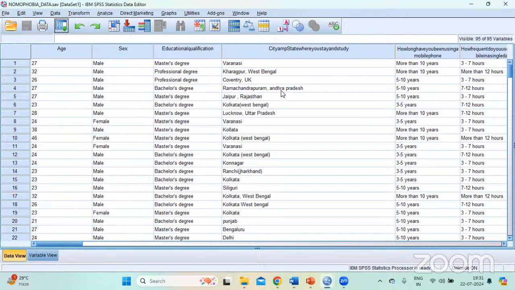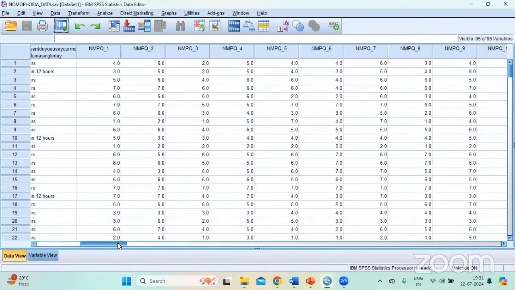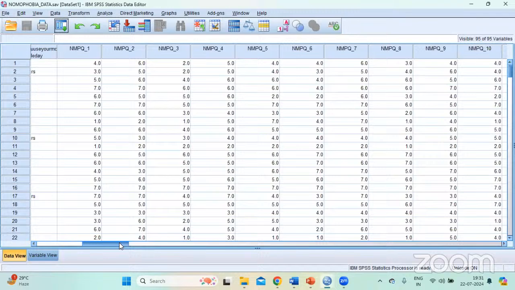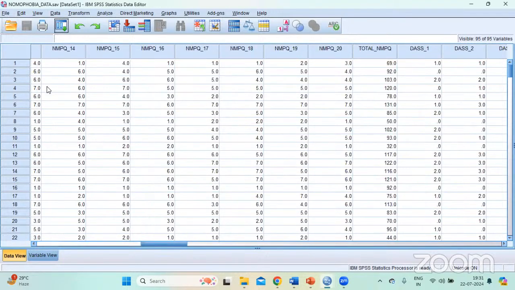Yes, ma'am. All right. So this is the same data set that we were talking about in our last class. It's a data set of nomophobia obtained by administering the nomophobia questionnaire on I think 243 participants, and there were 20 different items. These are the demographic variables which you are seeing, and from here you can see NMPQ1 till NMPQ20, and a total score as well. So this is one particular data set that we will be considering for this demonstration.